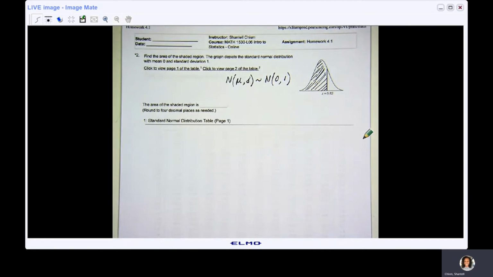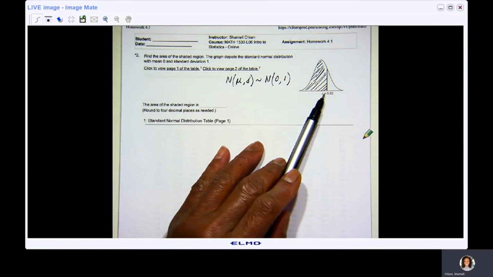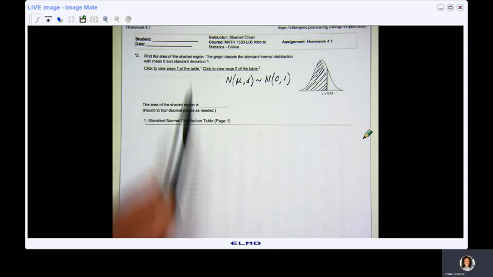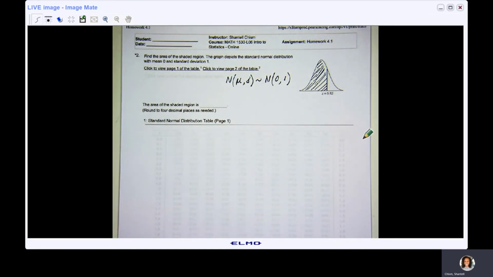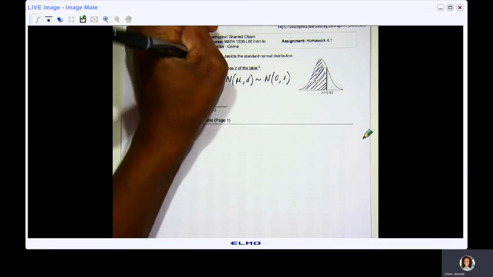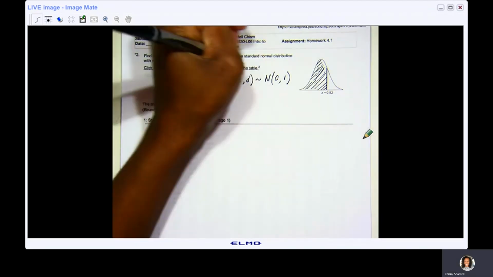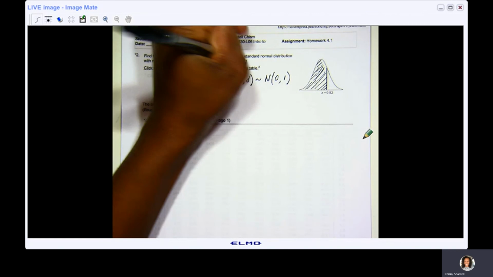They happen to actually tell us that it's standard, but notice that we see z-score, and they do also tell us that the mean is 0 and the deviation is 1. So it says find the area of the shaded region. The graph depicts the standard normal distribution with a mean of 0 and a deviation of 1. So the mean, the average, is 0 and the deviation is 1. Okay?